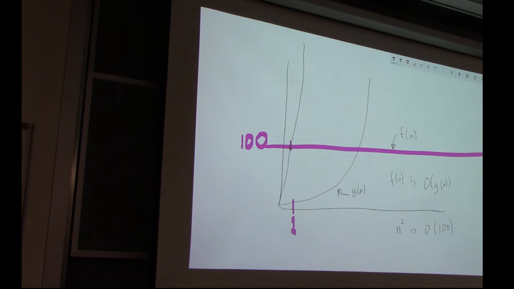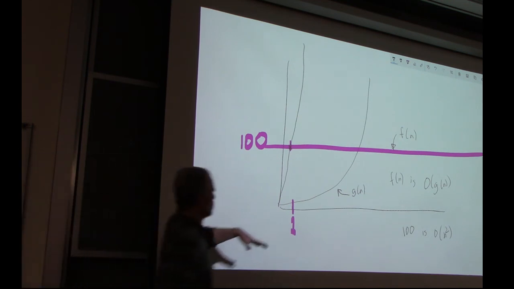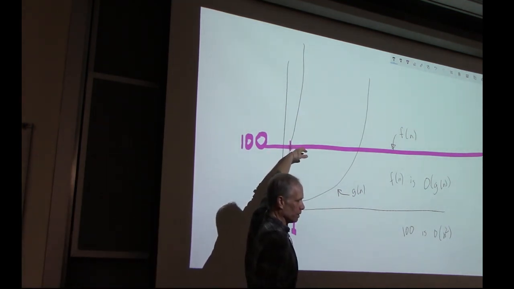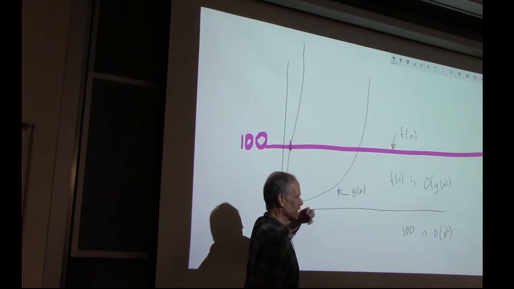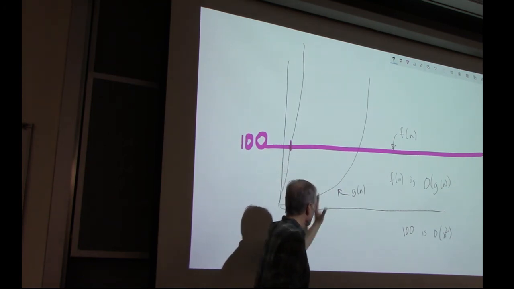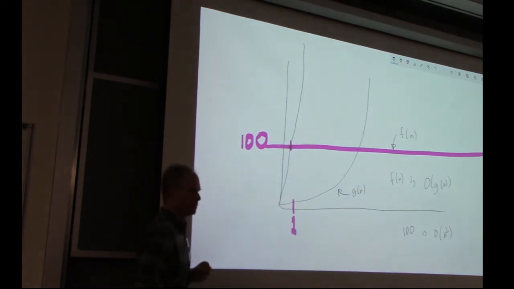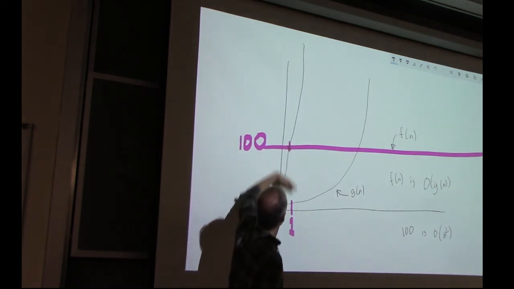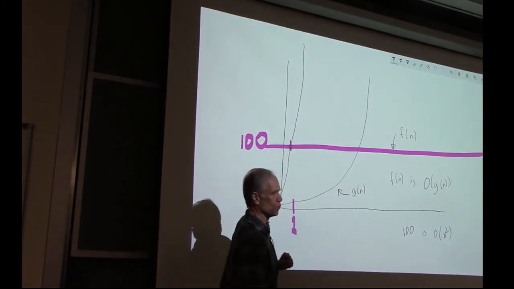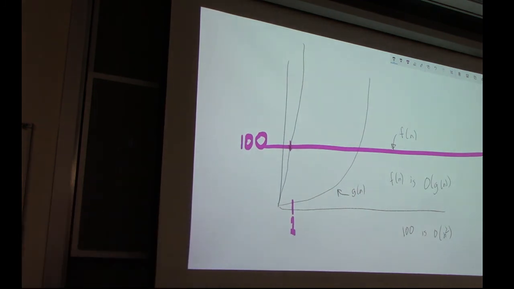No. Scratch that. Wouldn't it be the other way around? Yeah. We're trying to show that 100 is O of n squared. So it doesn't require n squared to always be above 100. It requires that c times n squared always be above 100 at the positive integers. So we just multiply it by 100 to get this thing up here at the integer 1. So that's the book definition.